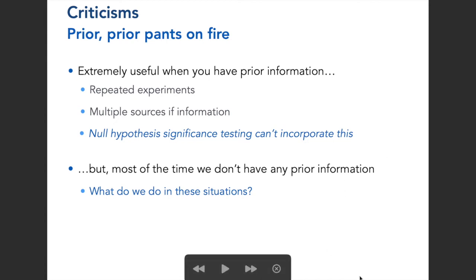But a lot of the time, we don't have any prior information. A lot of the science that we're doing, I don't know if I'd call it cutting edge, but it's work that people haven't done before. That's the whole reason why we're doing it: we're asking new questions. So in those cases, we don't have any prior information. What do we do in those situations?